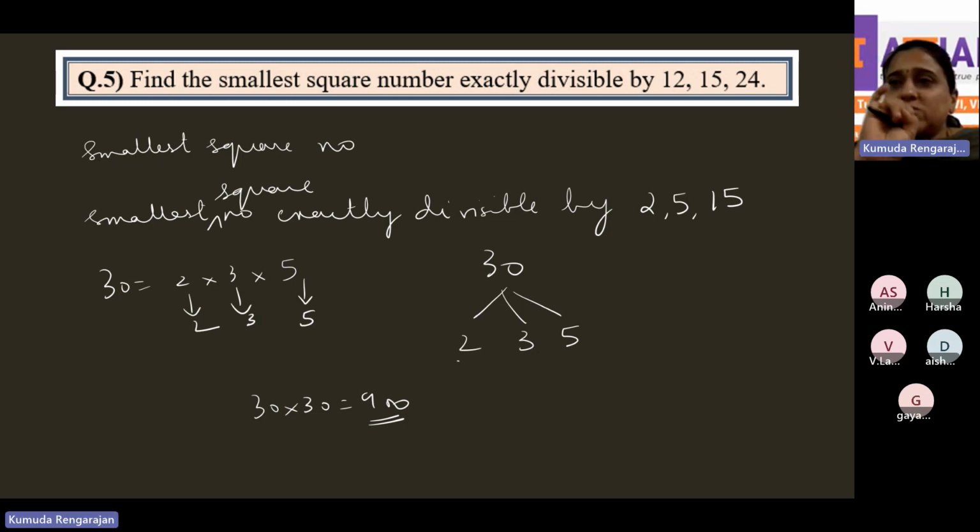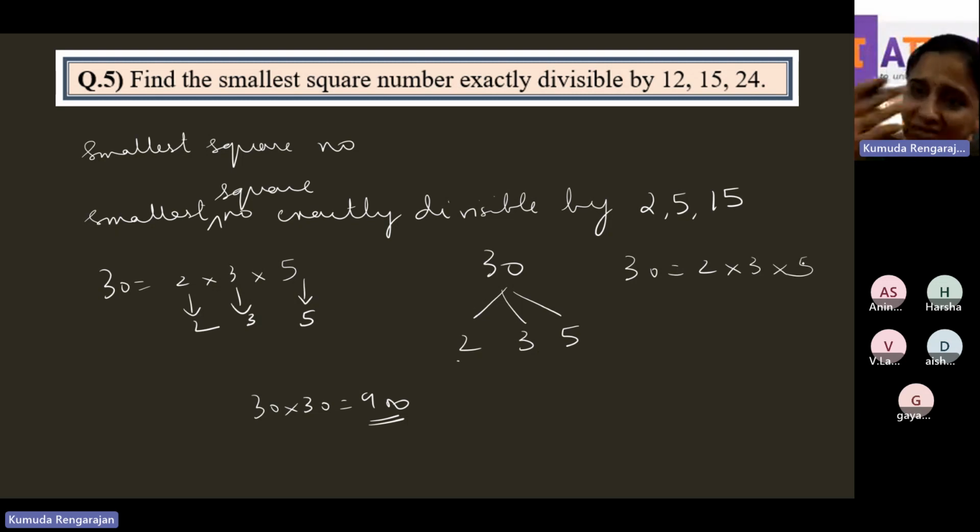See, there are two words, smallest number, smallest square number. The smallest number is the LCM. To find the smallest square number, you need to factorize the LCM and understand if the prime factors are occurring in pairs. If it isn't occurring in pairs, look at those which are not occurring in pairs. But here you see that nothing is happening in pairs.